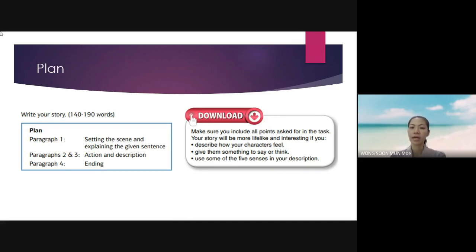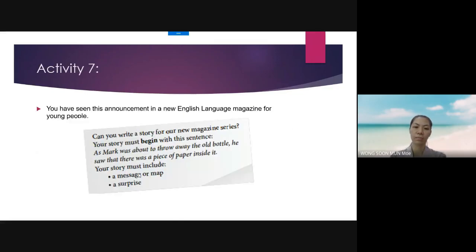All right. Okay, so here are some tips. Make sure you include all points asked for in the task. All the points means these points: a message or map and a surprise.